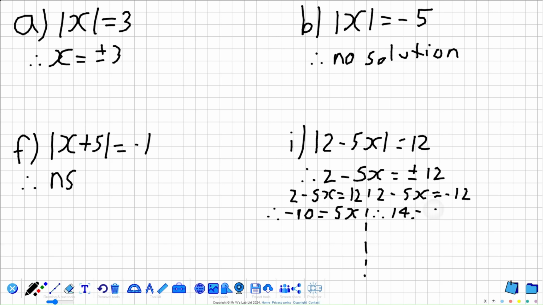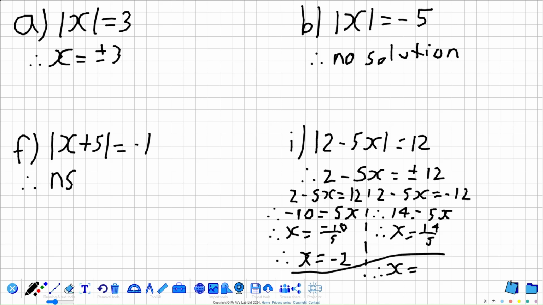Then we can evaluate these further, and say therefore x equals negative 10 over 5, so x equals negative 2, and then for this one we've got x equals 14 over 5, which can't be evaluated any further. So for this one, our final answers are, I'll write that down here, therefore, and we'll draw a line there: x equals negative 2 or 14 over 5.